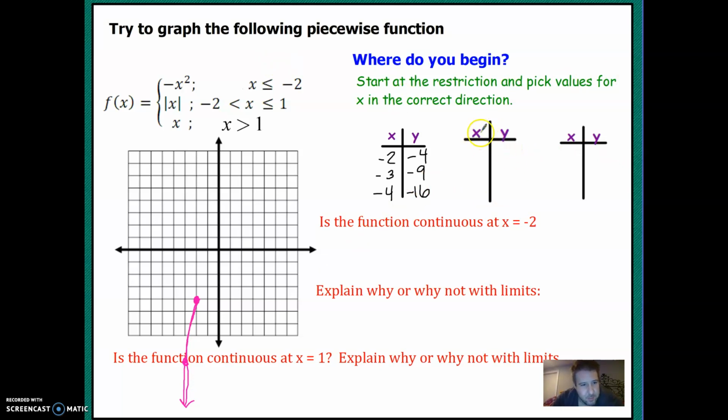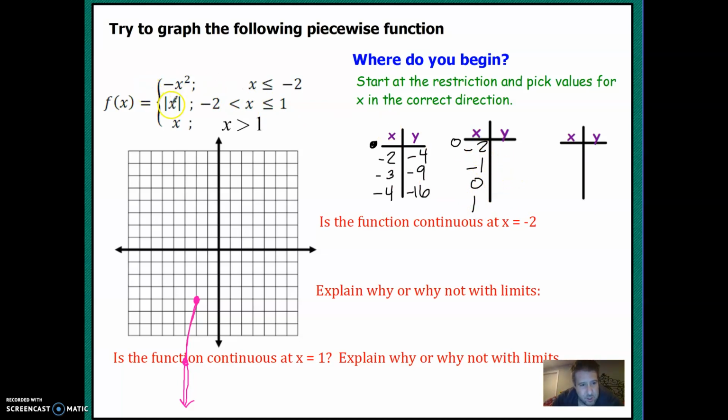So I'm going to do the next piece, which is an absolute value, and this time it's from -2 to 1, but it's not including 1. So this one was including, and this one's an open dot. So this one is from -2, so it could be -2, it could be -1, it could be 0, or it could be 1. So those are all the possibilities.